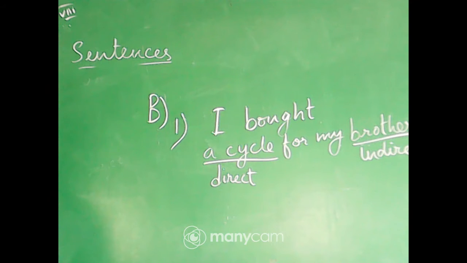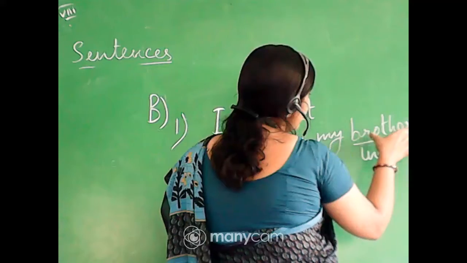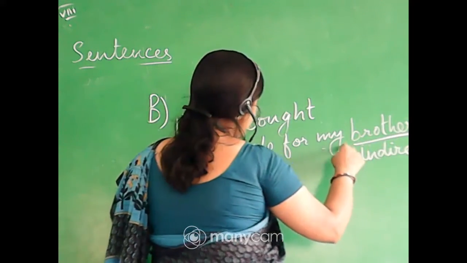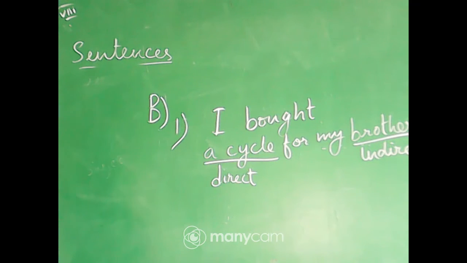Now you may or may not include the articles or the possessives along with the nouns, it's up to you, but the actual object is just this cycle, just this brother. But if you want, you can include my also or a also while giving the underline, right? Okay. Now the rest I am just going to tell you verbally because our class time is over.